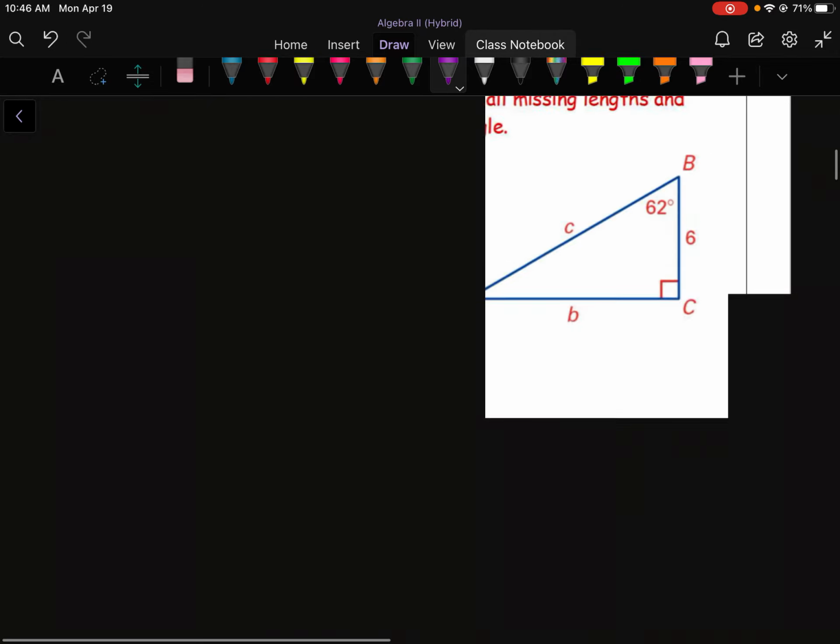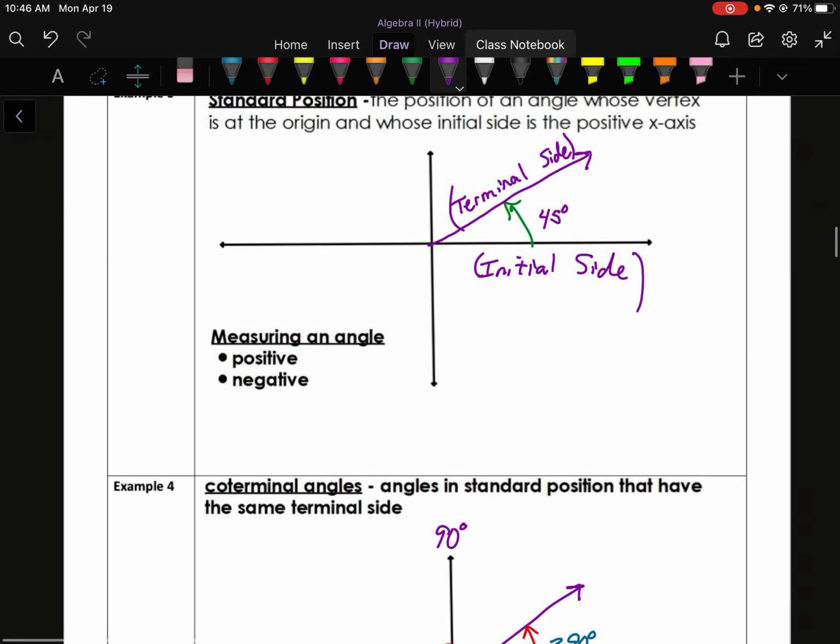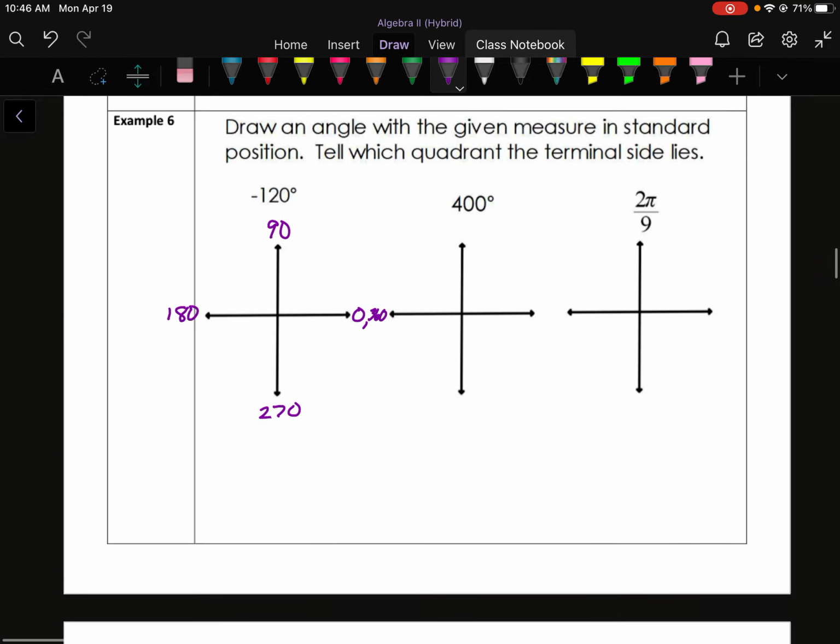We're going to start at the positive x-axis, which is right here, and we're going backwards. So this would be negative 90, negative 120 would be over here, somewhere between 180 and 270. So what quadrant does that lie in? We'll call this quadrant 3.